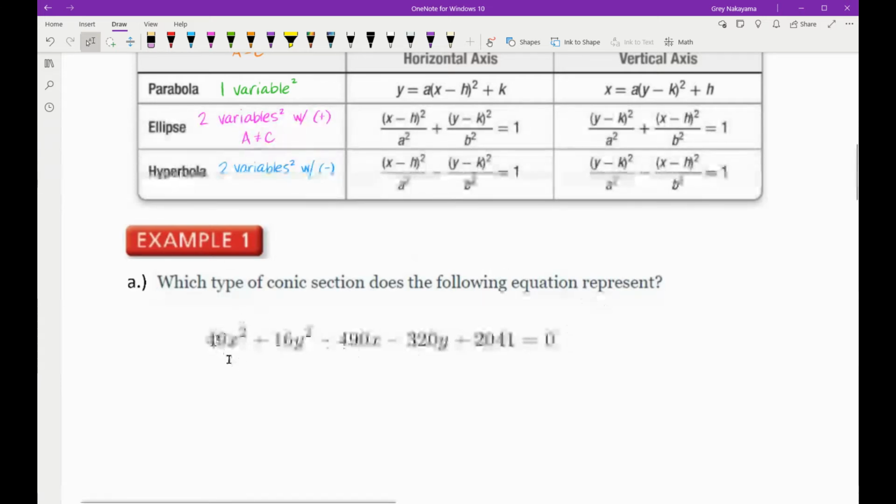So I look at these two things and I see that I have two variables that are squared and there's a plus sign in between them. But I do notice that A does not equal C. And since A does not equal C, I know that it's an ellipse and not a circle. That's all you have to do to begin with.